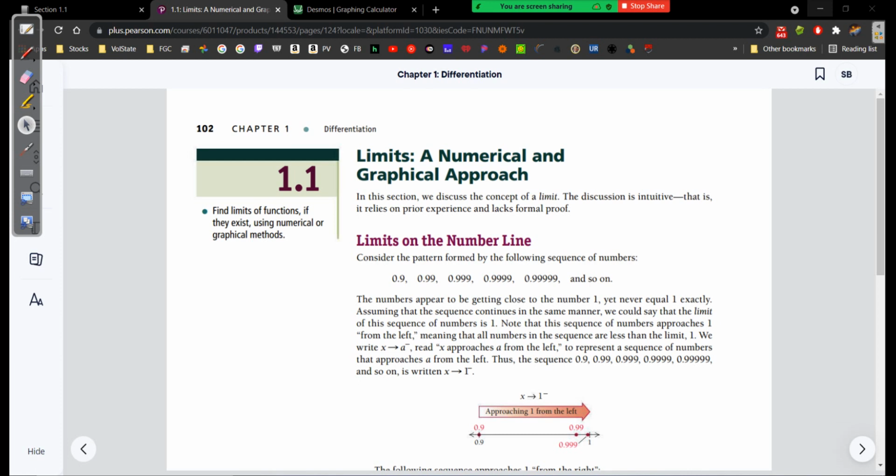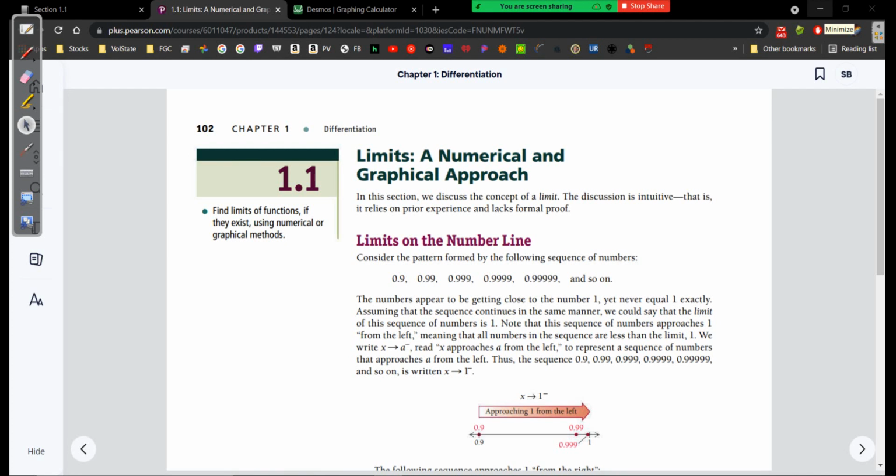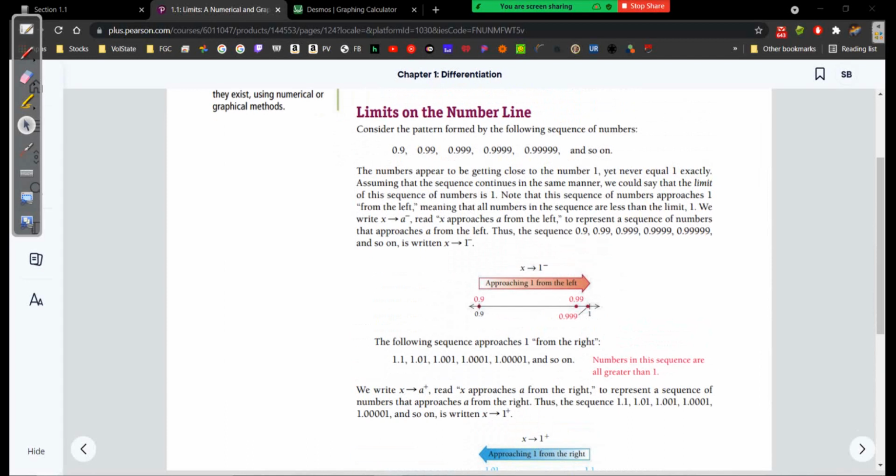There's going to be a lot of reading here. A lot of this does not necessarily have to be snipped into our notes. We'll do Example 1. Starting from the top, this reads, consider the pattern formed by the following sequence of numbers: 0.9, 0.99, 0.999, 0.9999, and so on.